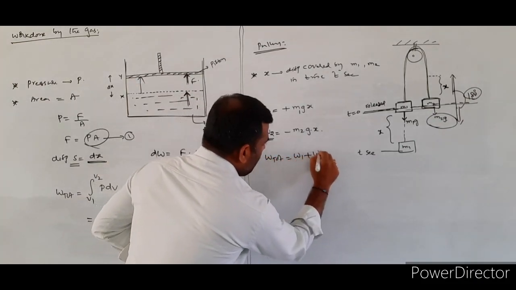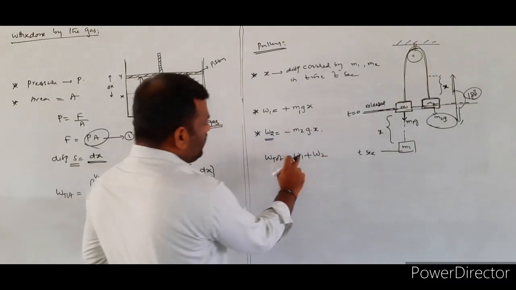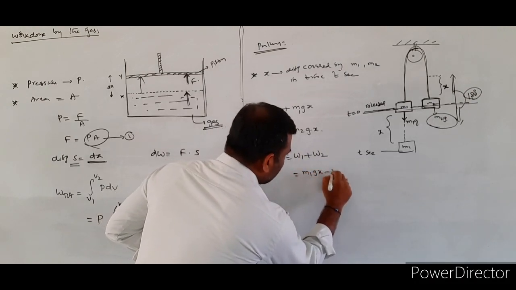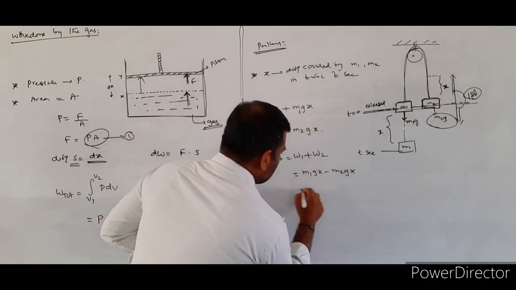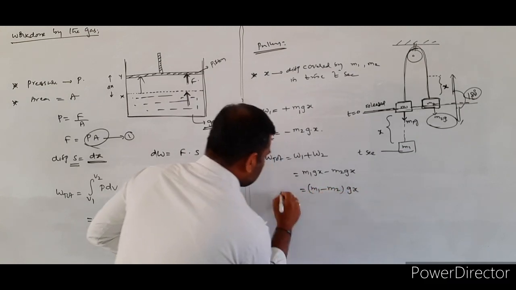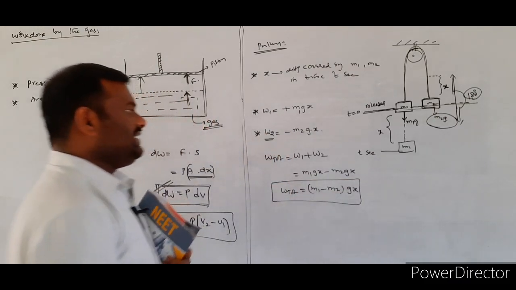Always we have to take the algebraic sum of the individual work done. Total work done is equal to W1 plus W2, that is m1gx minus m2gx. So m1 minus m2 into gx. The total work done is equal to (m1 minus m2) into g into x.